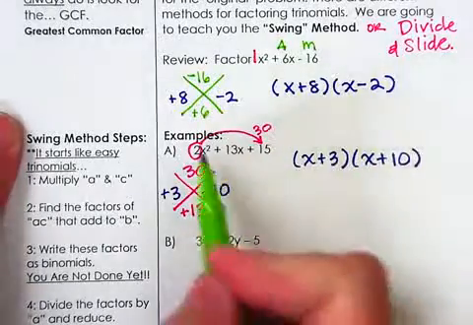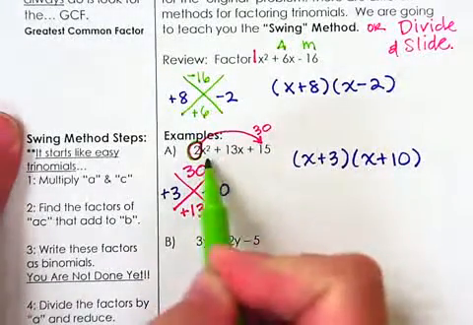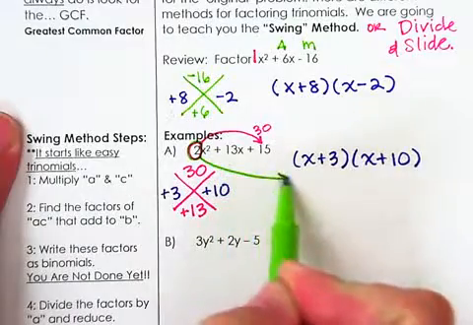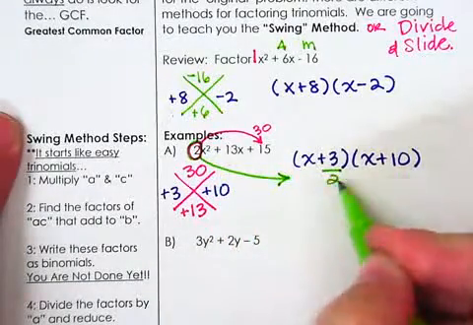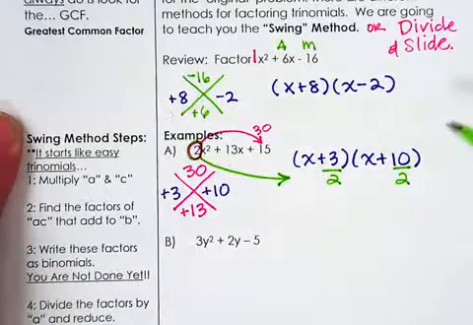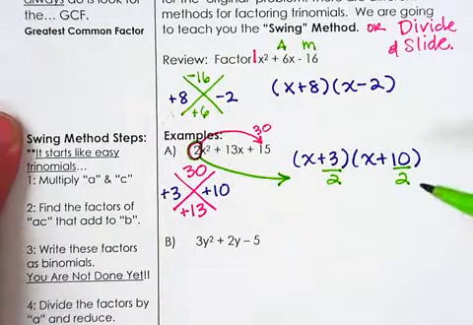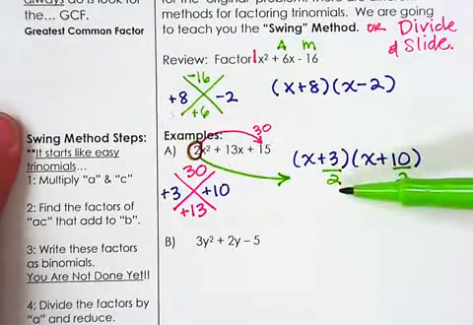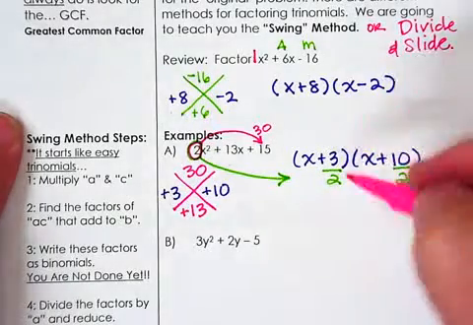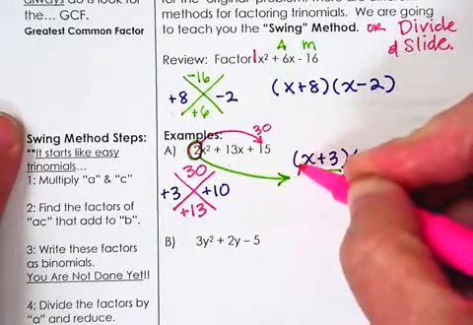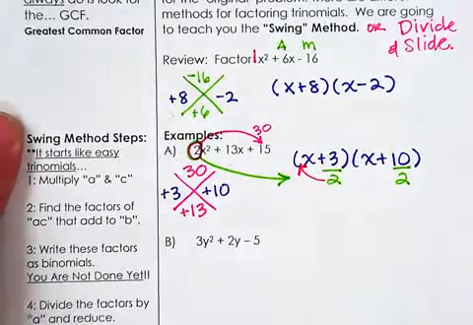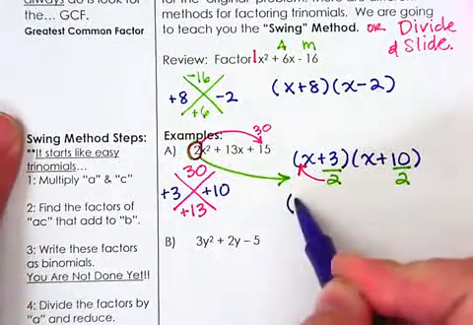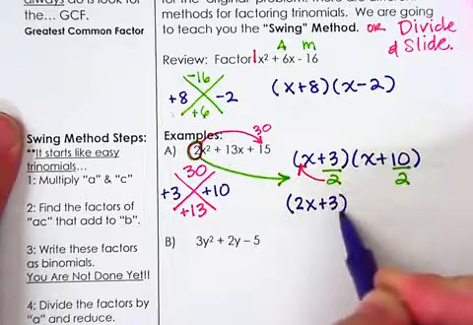So in order to do this, we're going to take this a value, the positive 2, and swing it down to the bottom and divide both our factors by that a value. Now we're going to do our division and then slide. So 3 divided by 2 does not reduce and it does not go evenly. So instead we're going to take that 2 and slide it up, and it goes inside the parentheses and becomes the coefficient of x. So this factor now is 2x plus 3.